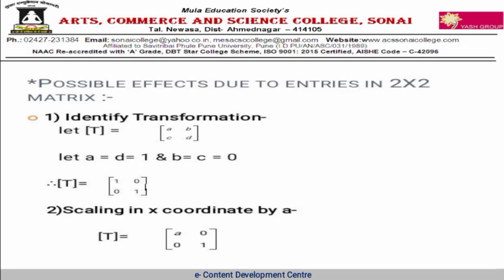So the first transformation is the identity transformation. Let T be the 2 by 2 matrix with entries A, B, C, D. Let A equal D equal 1 and B equal C equal 0. Therefore, the transformation matrix T becomes 1, 0, 0, 1, which is the identity transformation. This matrix represents the identity transformation.